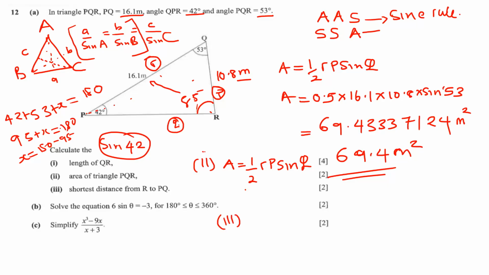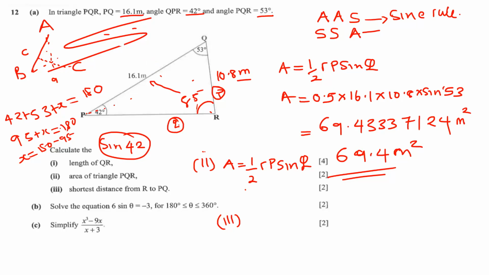Then the third question is, find the shortest distance. So the shortest distance is height. Now, from where to where? Pay attention. Let me just try to remove this so that we decongest this part. Find the shortest distance from R to PQ. So you are starting from R, all this up to PQ. So this is our B. This is our height. So how do you find it?